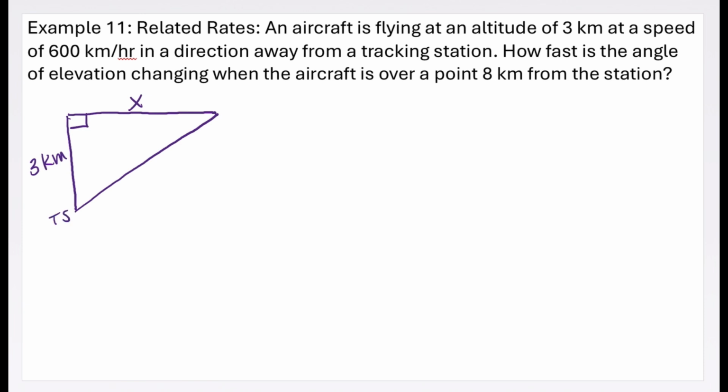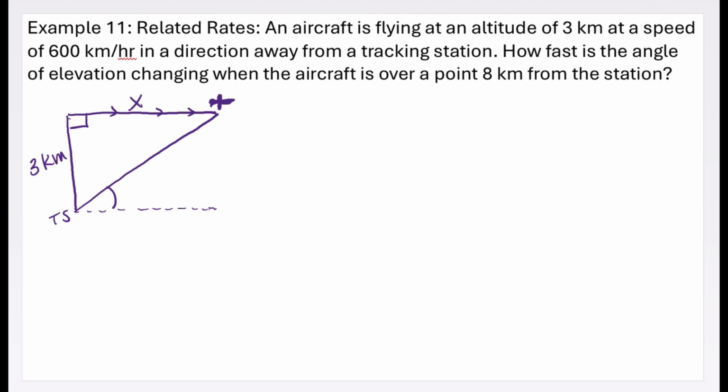And the plane is flying away from the tracking station in this direction. And here's a little airplane in the sky. Kind of looks like a fish, but that's an airplane. All right, so we're trying to figure out how fast the angle of elevation is changing when the aircraft is over 8 kilometers from the station. So when this length right here is 8 kilometers, that's when we're trying to figure out what the angle of elevation is going to be changing by.